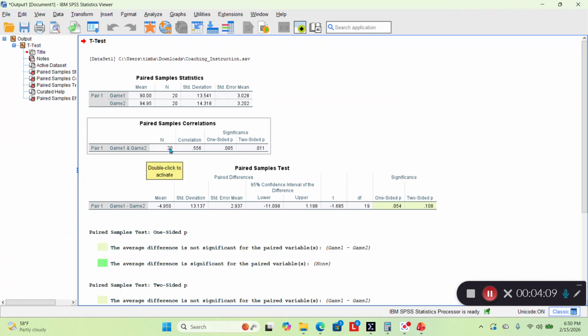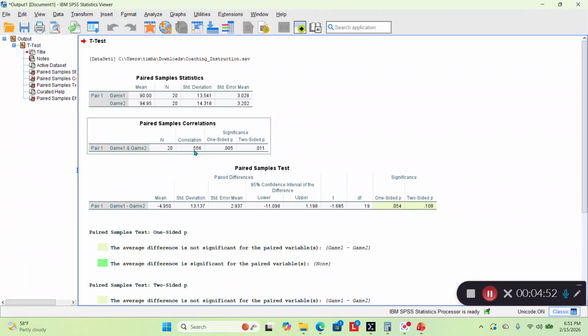All right, now we're going to go to the paired samples correlation. So for game one and game two, we have an N value of 20 with a correlation of 0.556. Okay, so the correlation of 0.556. So a small to weak correlation is a 0.1 to a 0.3. And medium is going to be 0.3 to 0.5, and then large is going to be 0.5 and up. So since this is over 0.5, that is a large and or strong correlation between the two games. All right, so we know that our correlation between game one and game two is significant.